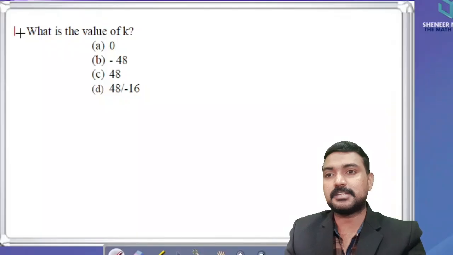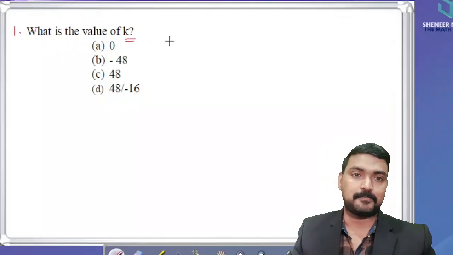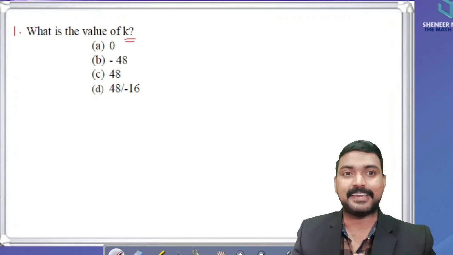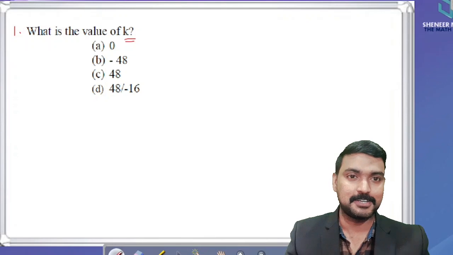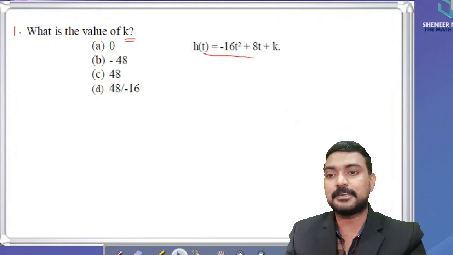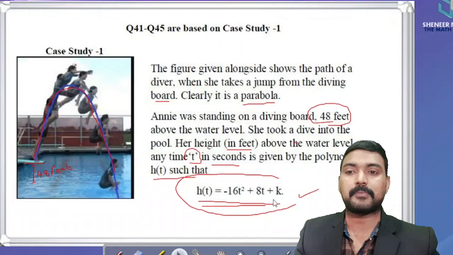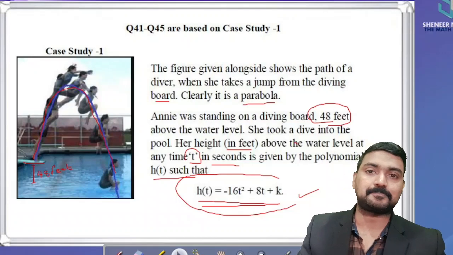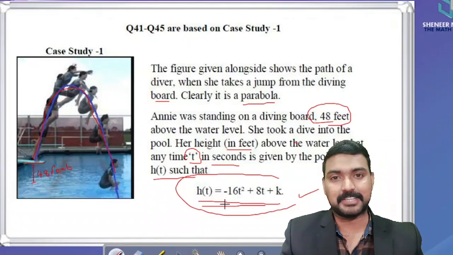We can go to question number 1. The question number 1, what is the value of k? So, where is k and how to find the value of k? That is the question in our mind. So, again come to our paragraph and we can see that there is an equation h of t is equal to minus 16t square plus 8t plus k. Now, we have to apply our logic, then only we can identify the answer.